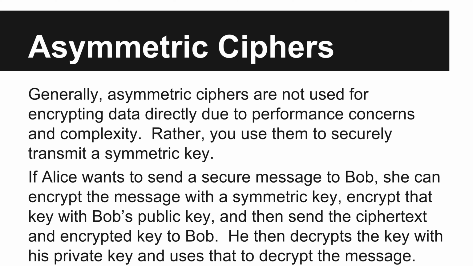Rather, you'll typically generate a random key for a symmetric cipher, then encrypt that key with your asymmetric cipher for transmission. For instance, if Alice wants to send a secure message to Bob, she'll encrypt the message with a random symmetric key, then encrypt that key with Bob's public key, and then send both the ciphertext of the message along with the encrypted key. On the receiving end, Bob decrypts the key with his private key, then decrypts the message using that symmetric key.